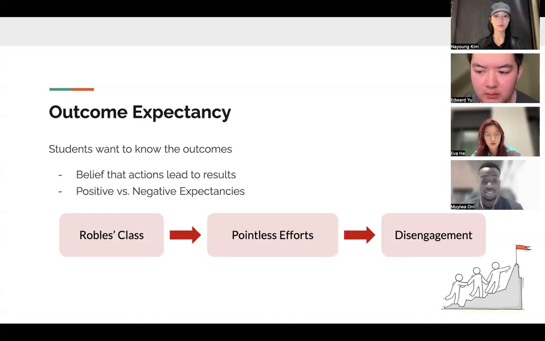Outcome expectancies are the belief that effort actually leads to outcomes. When students think their actions matter, they're more motivated. But when they think their effort won't change anything, motivation collapses. That's what happened in the example in chapter 3 about Professor Robles' thermodynamics class. She gave a warning that many students will fail her class, and this made students doubt that their hard work would even pay off. So they all pretty much disengaged.